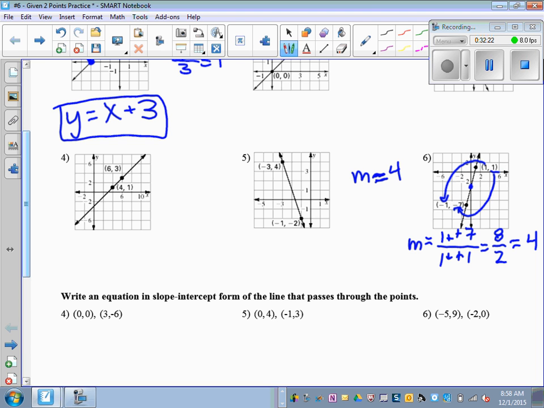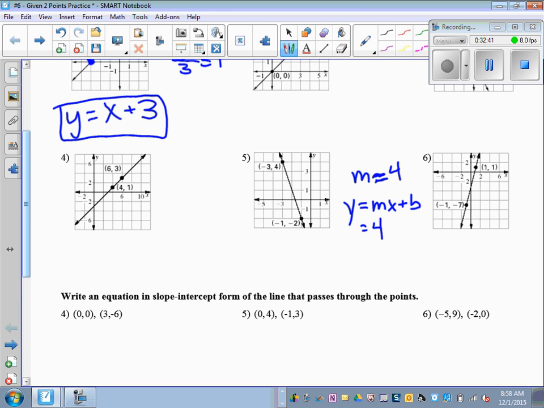Alright, and then I use this information to find my y-intercept. Again, I have y equals mx plus b. My m value is 4. My x value, just pick one of your points. I'm going to use the point (1, 1). Smaller numbers, easier to work with. So y is 1, x is 1. So we solve for b. Get 1 equals 4 plus b. So I get negative 3 is my b value.